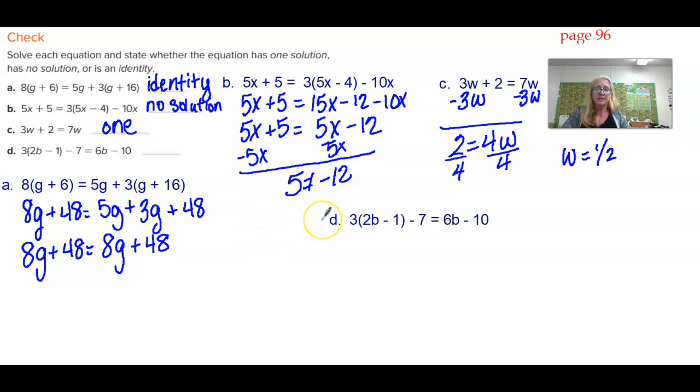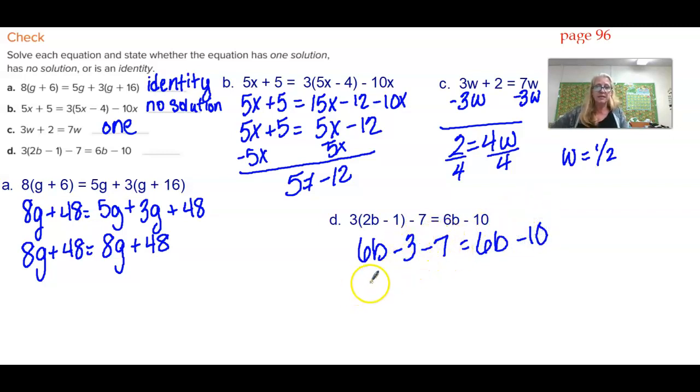And that brings us to our last example, D. Let's clean it up a little bit. 3 times 2b is 6b. 3 times negative 1 is negative 3. Minus 7 equals 6b minus 10. Well, combine these like terms.